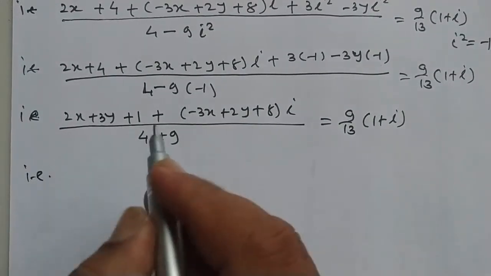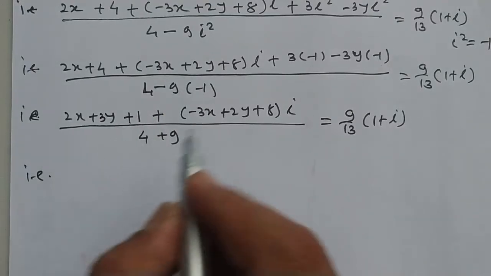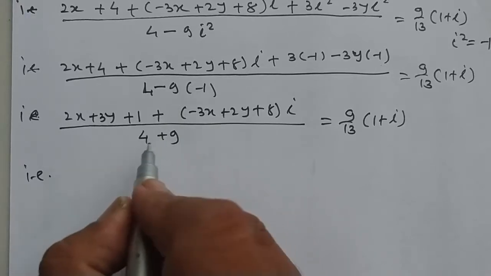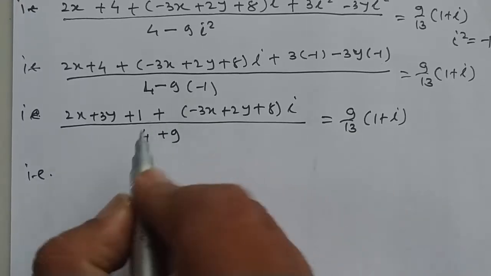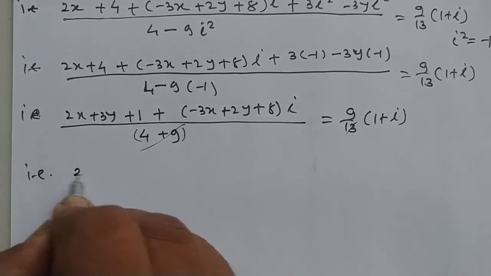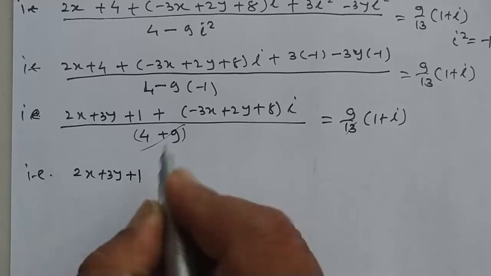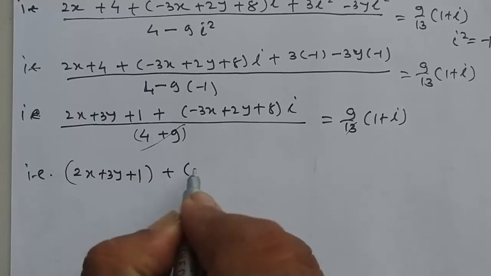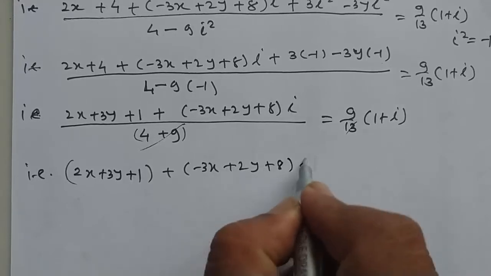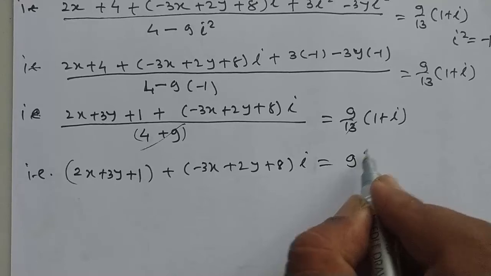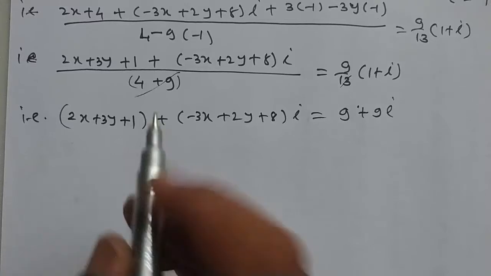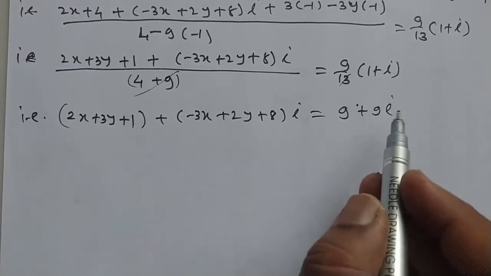That is, 4 plus 9 becomes 13, and 13 into 13 gets cancelled. So, 2x plus 3y plus 1 plus (minus 3x plus 2y plus 8) into i is equal to 9, we multiply 9 inside the bracket, 9i. Now, the left hand side is a complex number, and the right hand side is also a complex number.